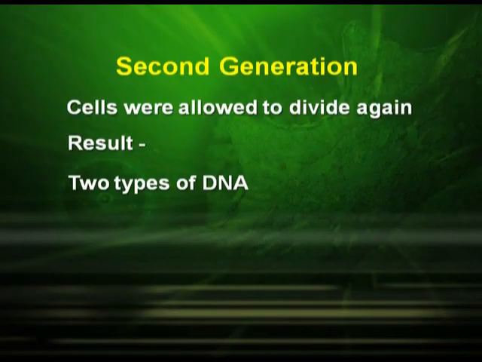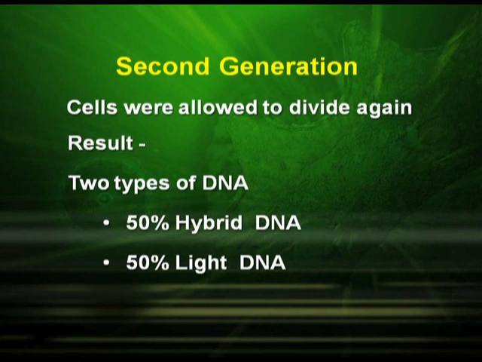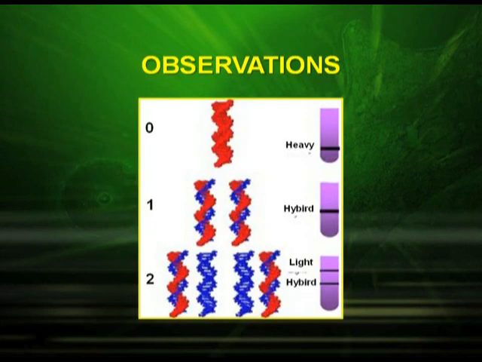Now, let us see what results they obtained. There were two types of DNA: 50% were hybrid DNA and 50% were light DNA. Now, as you can see clearly in the picture, in the 0 generation, when they used N15, you can see the position of the band which was at the bottom of the centrifuge tube. On the other hand, in the first generation, hybrid DNA was produced. This hybrid DNA contained N14 and N15 DNA.